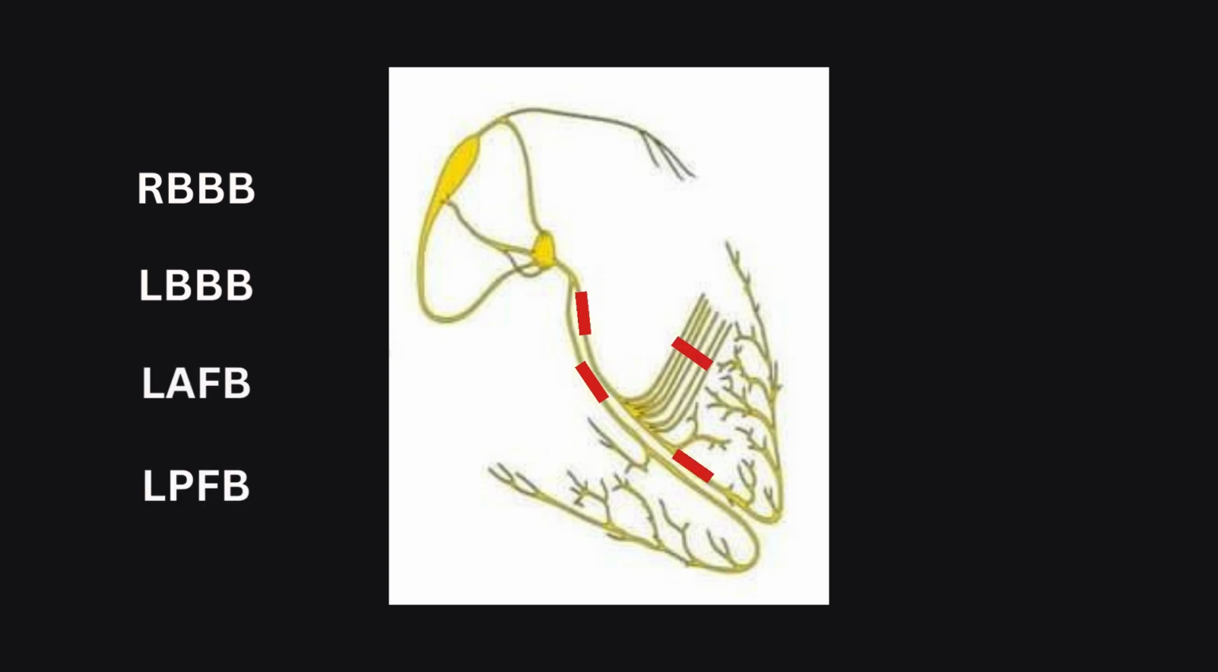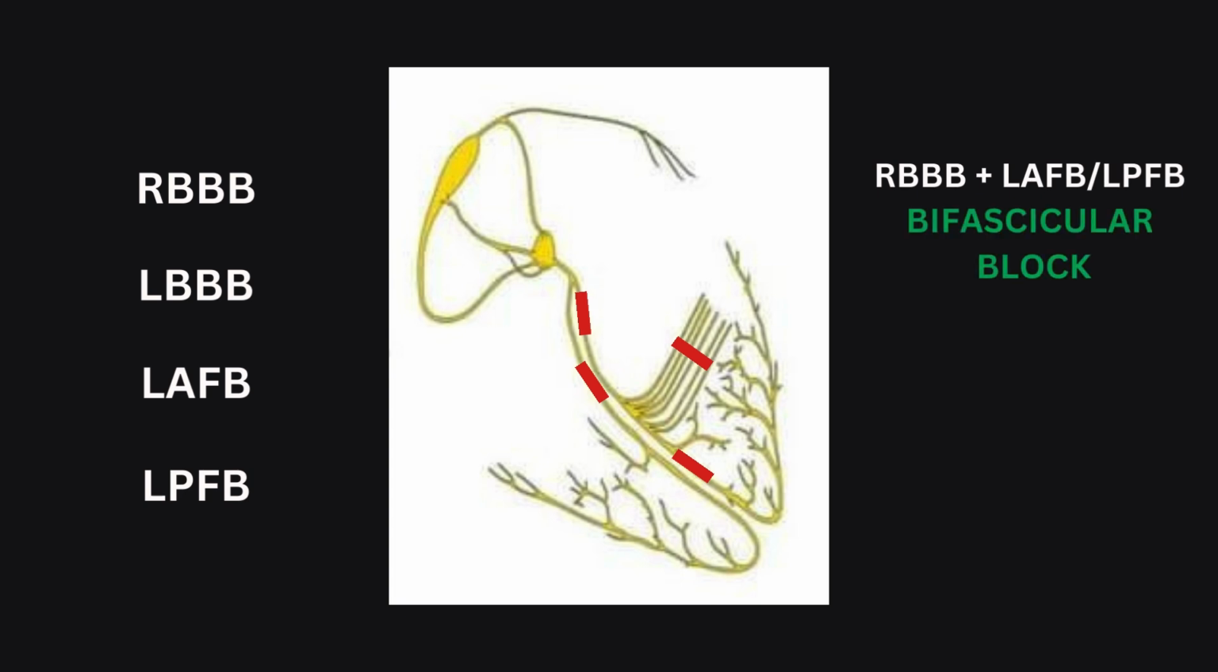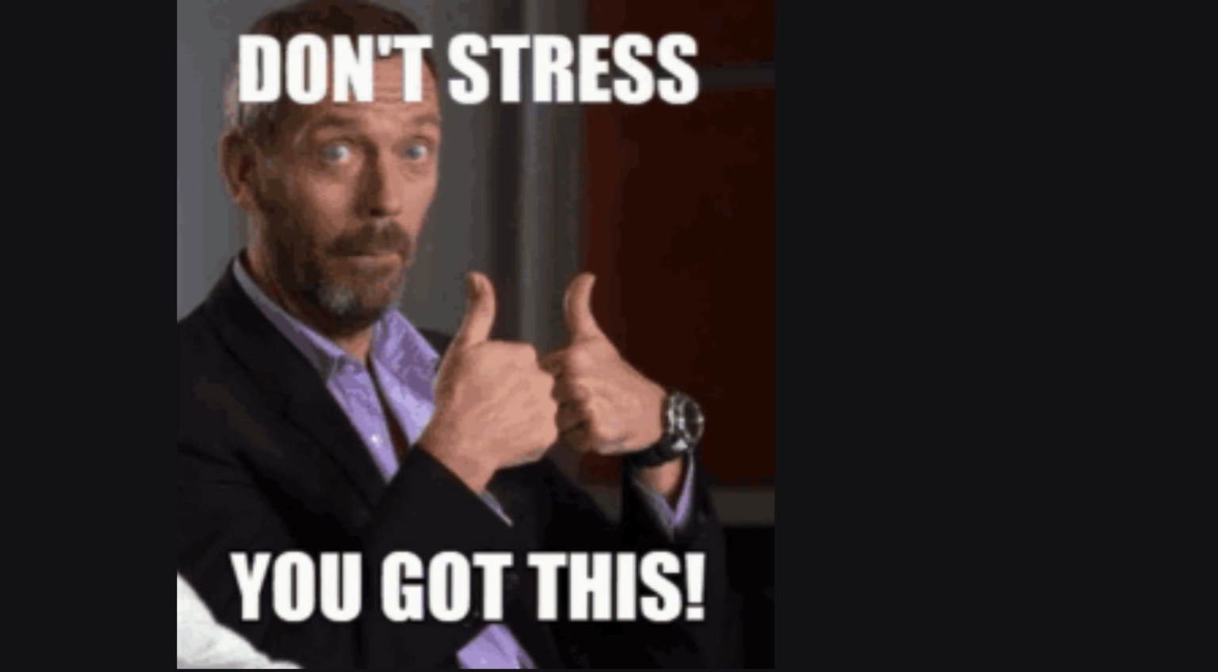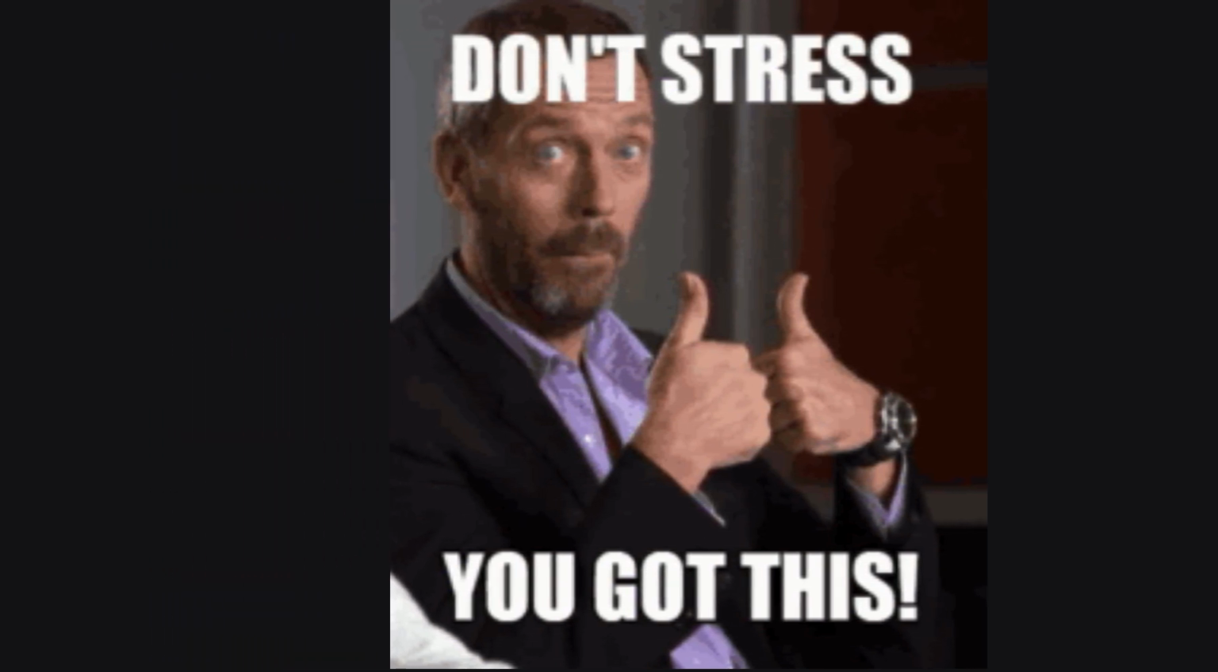For example, a block at the right bundle branch is usually called RBBB. Similarly, there are LBBB, left anterior fascicle block and left posterior fascicle block. At times, there will be a combination of these blocks, like an RBBB with a left anterior or posterior fascicle block. These are called bifascicular block, whereas when all three fascicles are blocked, we call it a trifascicular block. Let's look at each one in more detail.